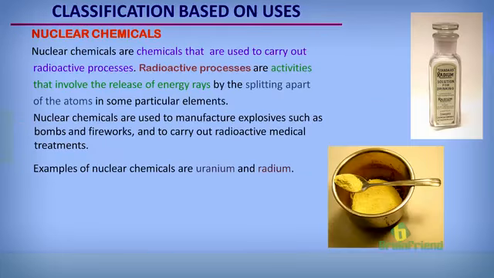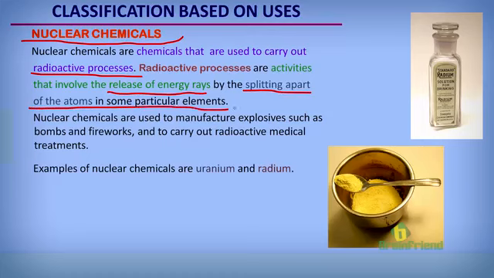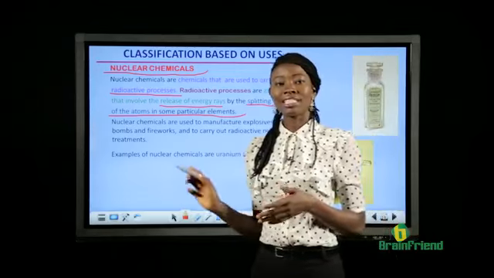The last group of chemicals based on their uses are nuclear chemicals. Nuclear chemicals are chemicals that are used to carry out radioactive processes. What are radioactive processes? These are activities that involve the release of energy rays by the splitting apart of the atoms of some particular elements. Let me explain what this means.